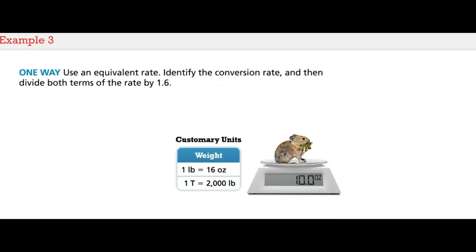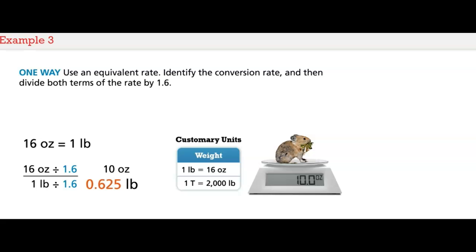One way to convert ounces to pounds is to use an equivalent rate. Identify the conversion rate from the table. 16 ounces equals 1 pound. The conversion rate is the ratio of 16 ounces to 1 pound. To find the equivalent ratio for 10 ounces, divide both the numerator and denominator by 1 6/10, because 16 divided by 1 6/10 is equal to 10. Now calculate 1 divided by 1 6/10, which is equal to 625 thousandths.